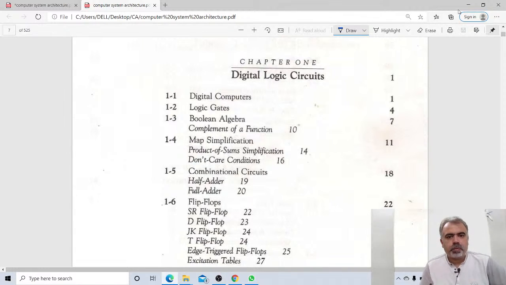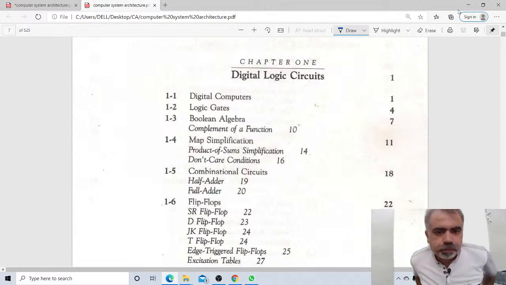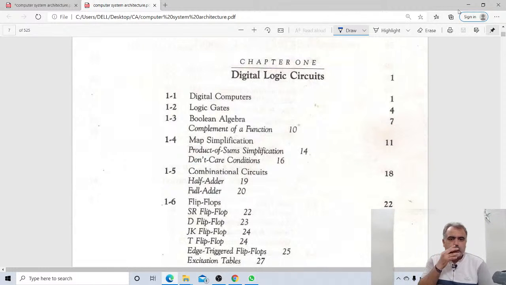This chapter basically includes the revision of digital electronics: logic gates, Boolean algebra, K-map simplification, half adder, full adder, and the flip-flops. It is a very crisp chapter. If you want to review, that is okay, but from the exam point of view, I am sure no question will be asked from this particular chapter.